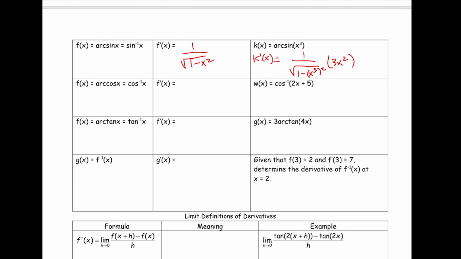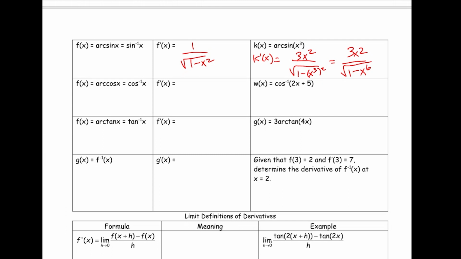Now, just like with the last problem, anytime you have a fraction with a 1 over and you're multiplying by an expression, it's going to be a little cleaner if we just multiply that numerator out. 1 times 3x squared is going to be 3x squared. And there you go. Really, the only thing that you could potentially do to simplify this is to square the x cubed. And so, yeah, this would be 3x squared over the square root of 1 minus x to the sixth.